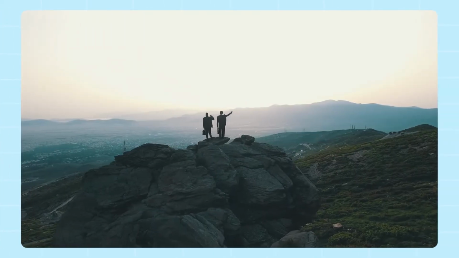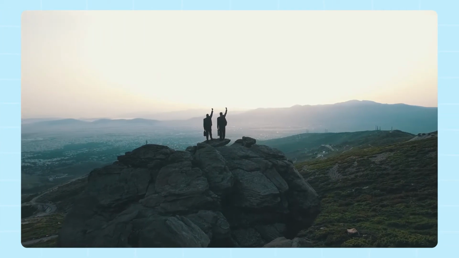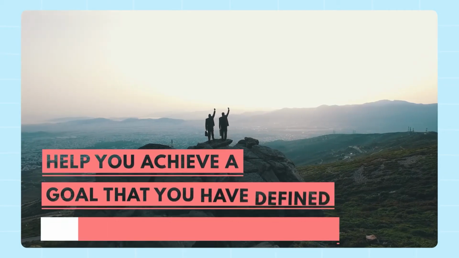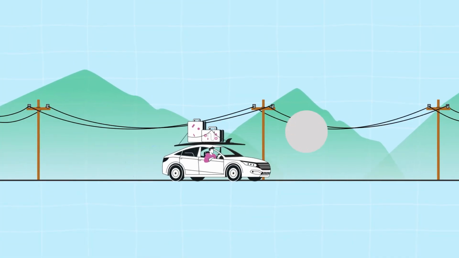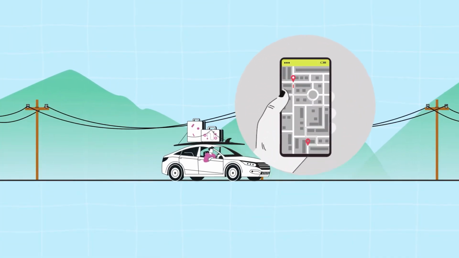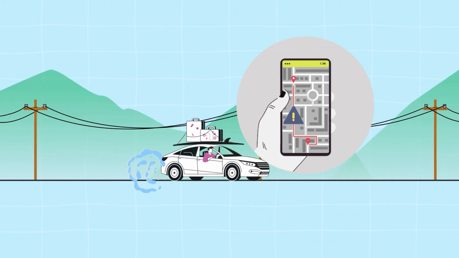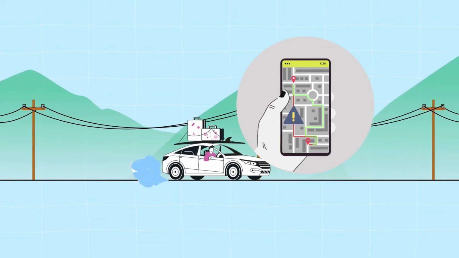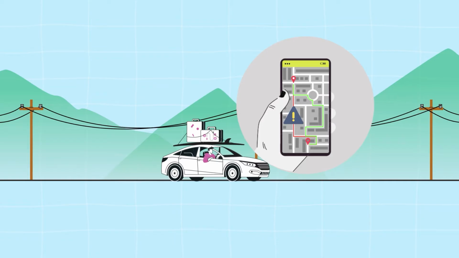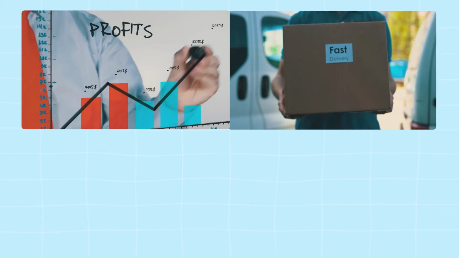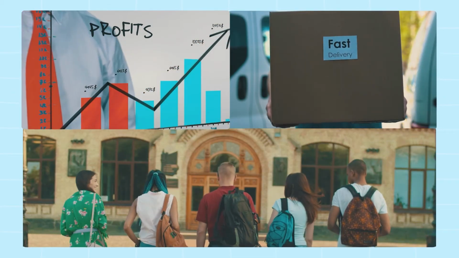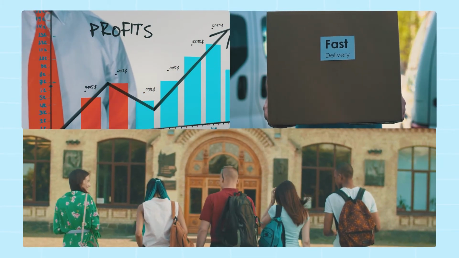Do remember, though, that the objective of prescriptive analytics is to help you achieve a goal that you have defined as a business or a company. In other words, the recommended best course of action is not necessarily the best in an objective sense, but it is the best in terms of how closely its outcome matches your predetermined goal. For example, these goals could be to double your profits, to shorten your product delivery periods, or to increase the number of students in your university.